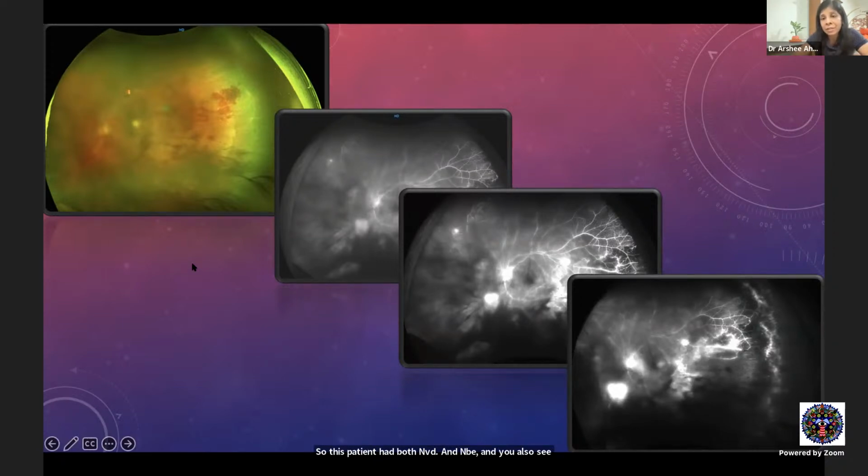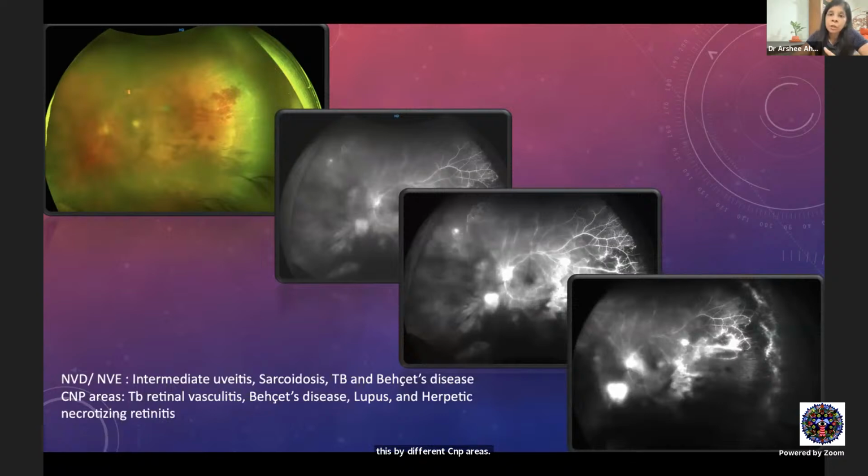So what are the conditions where you would commonly see this? Neovascularization we see very commonly in patients with intermediate uveitis, sarcoidosis, tuberculosis, especially TB vasculitis, and even in Behçet's disease. The capillary non-perfusion areas are again commonly seen in TB retinal vasculitis, Behçet's disease, patients with SLE, and even in herpetic necrotizing retinitis. And we can label these conditions as occlusive vasculitis.